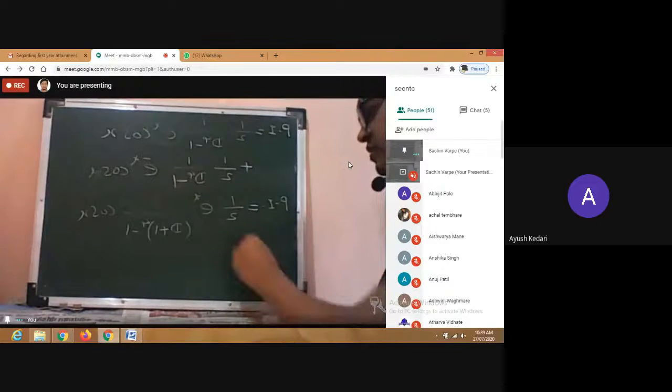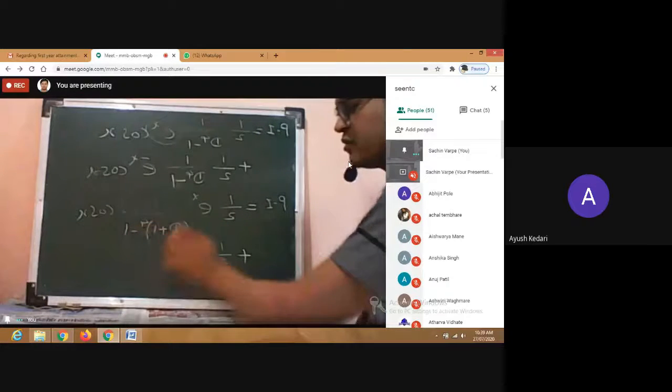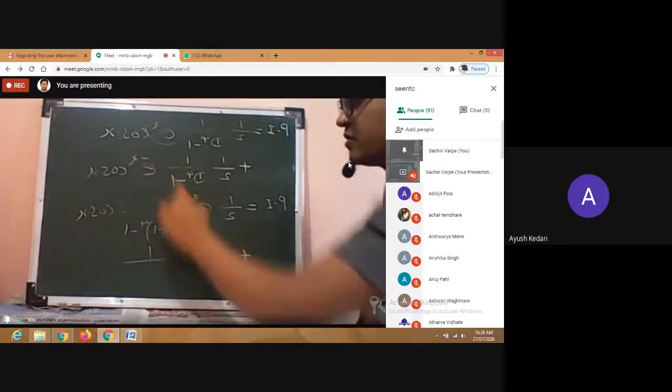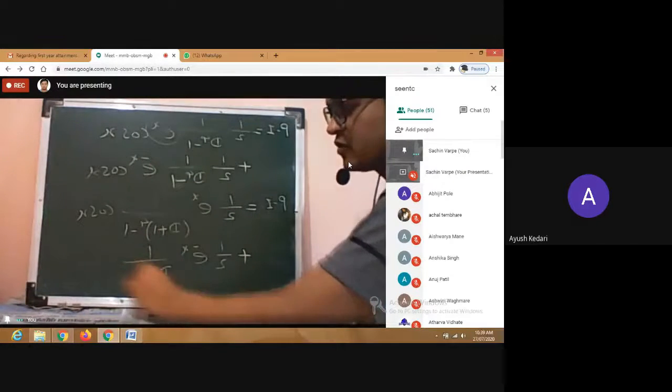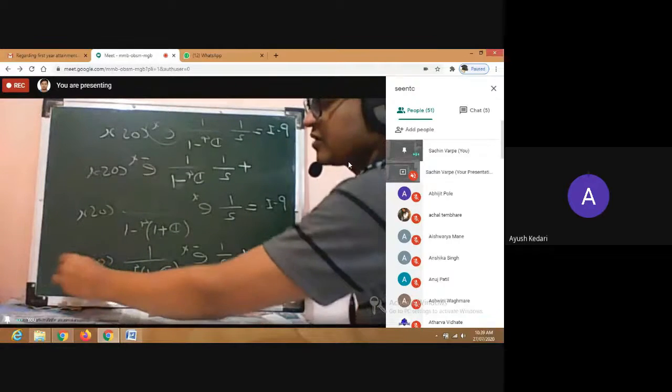And similarly, plus 1 upon d raised to 4 minus 1, I'm writing e raised to minus x outside, and I'm replacing d by d minus 1 because a is minus 1. So d minus 1 raised to 4 minus 1 cos x. Please check.